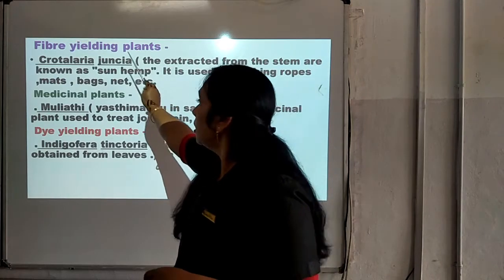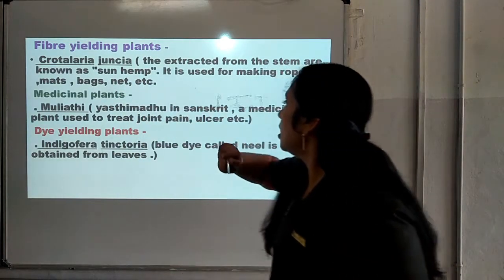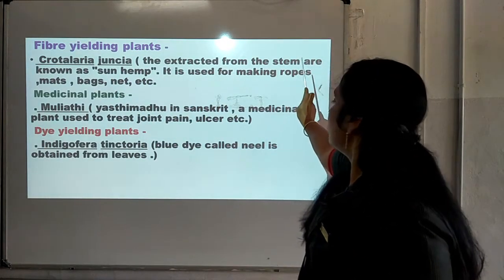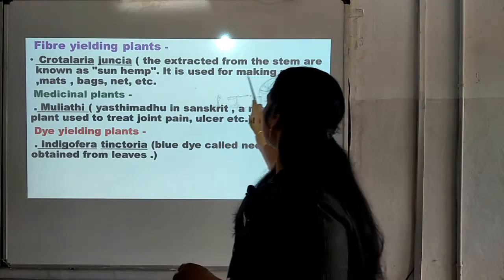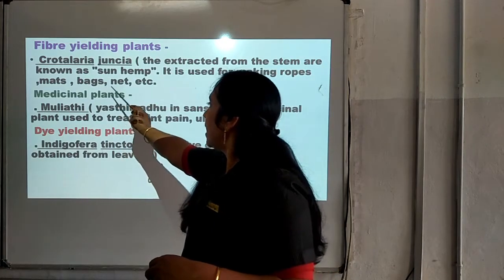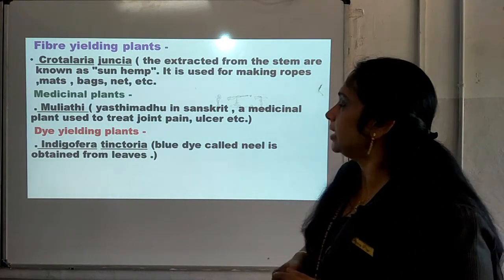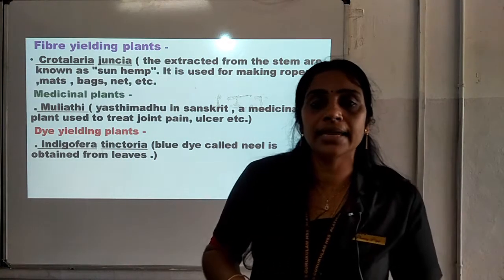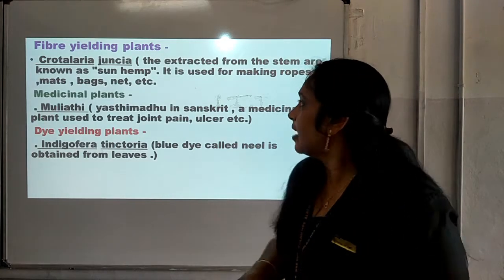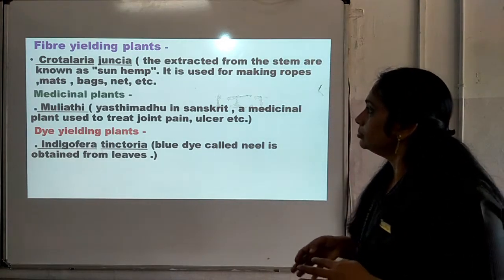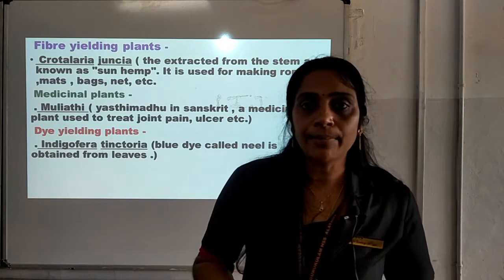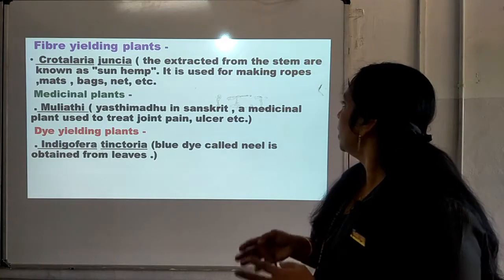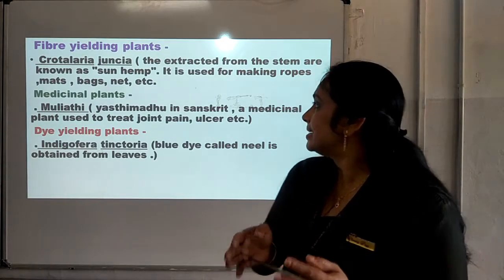This is important. Crotalaria juncea. The extract from the stem is known as sun hemp. It is used for making ropes, mats, bags, nets, etc. So, Crotalaria juncea is the fiber yielding plant in the Fabaceae family, and from this plant the extract is taken, which is known as sun hemp, and from this sun hemp ropes, mats, bags, nets, etc.